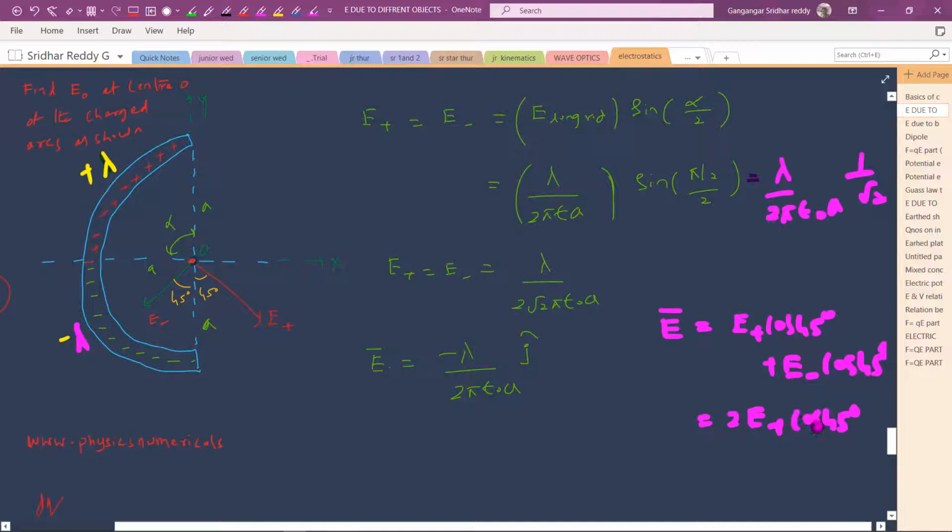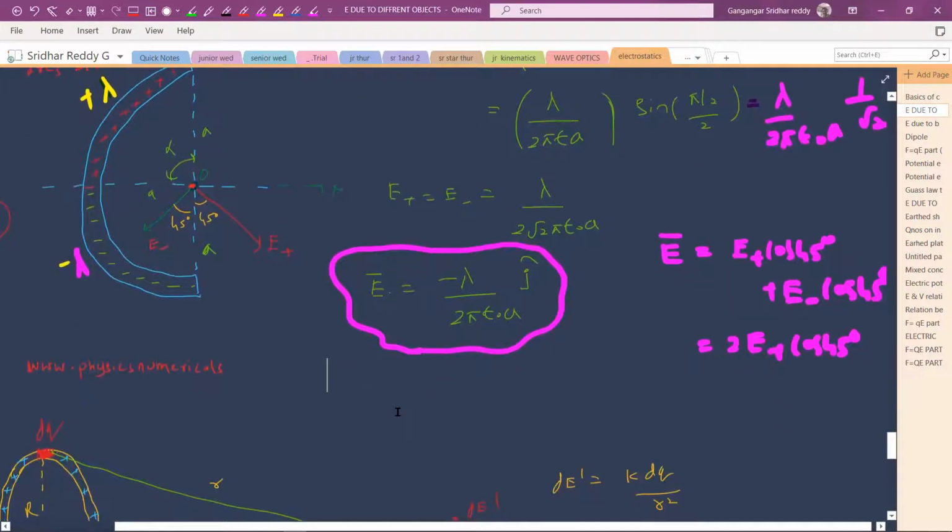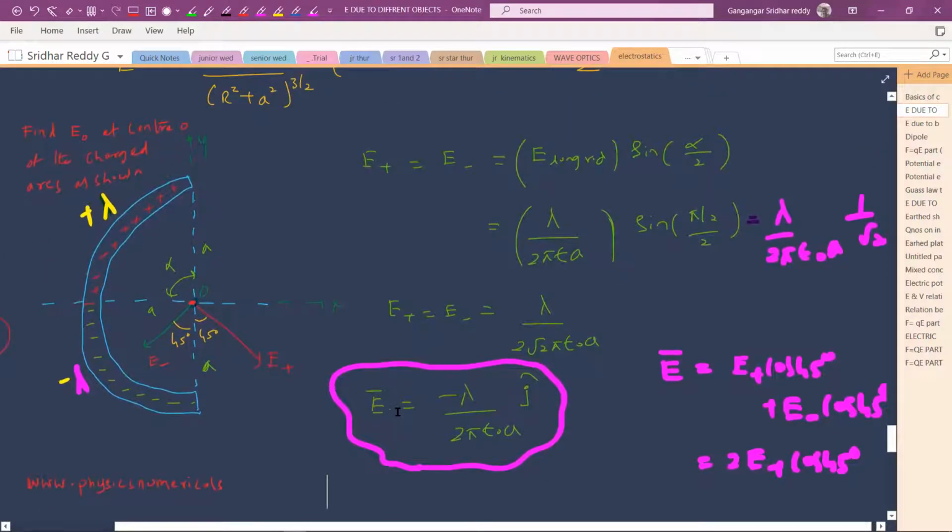After solving, cos 45 is 1 by root 2, so E plus times 2 by root 2. After simplifying, we end up with this answer. And how will it be directed? Vertically down. You can look at the J cap, minus J cap is there. So what is the field due to this charged arc? It will be vertically down. Okay, very simple problem.